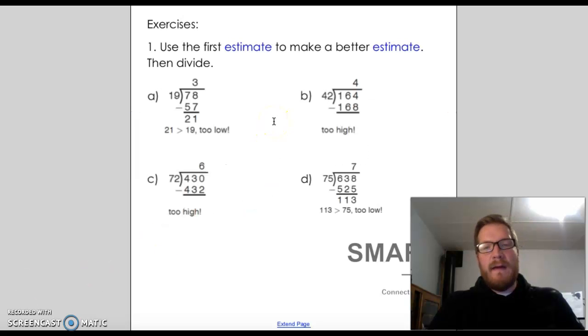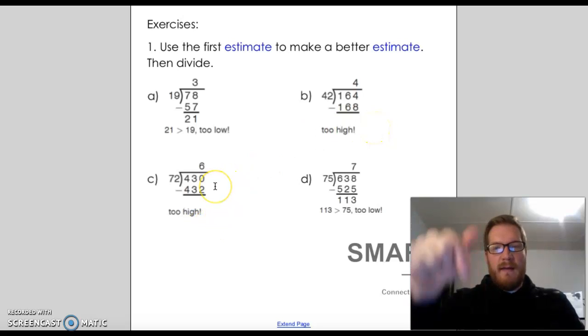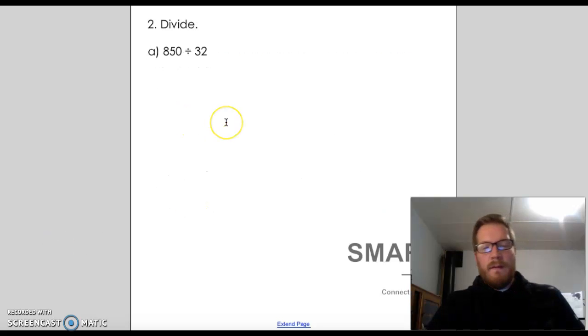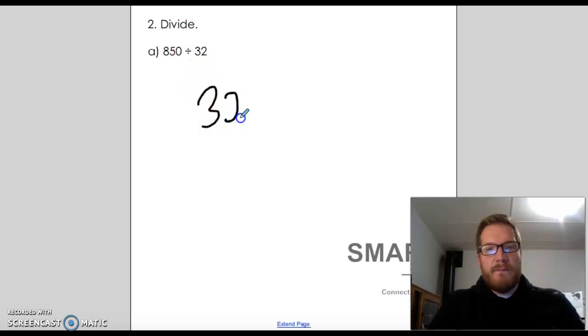Okay. So then the exercises, you can pause it if you'd like and do them on your own. But the instruction says to use the first estimate to make a better estimate. So if our estimate is too low, we have to go up. If our estimate's too high, it's got to go down. So too high, the estimate's got to go lower down to 5, and this estimate's too low, so that 7's got to go up to 8. Then we have to do our division here. We would end up with 32 going into 850.